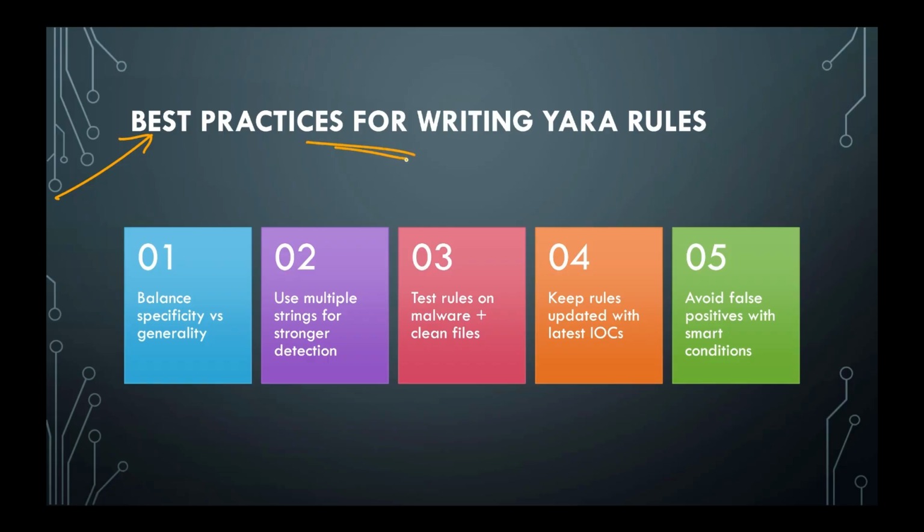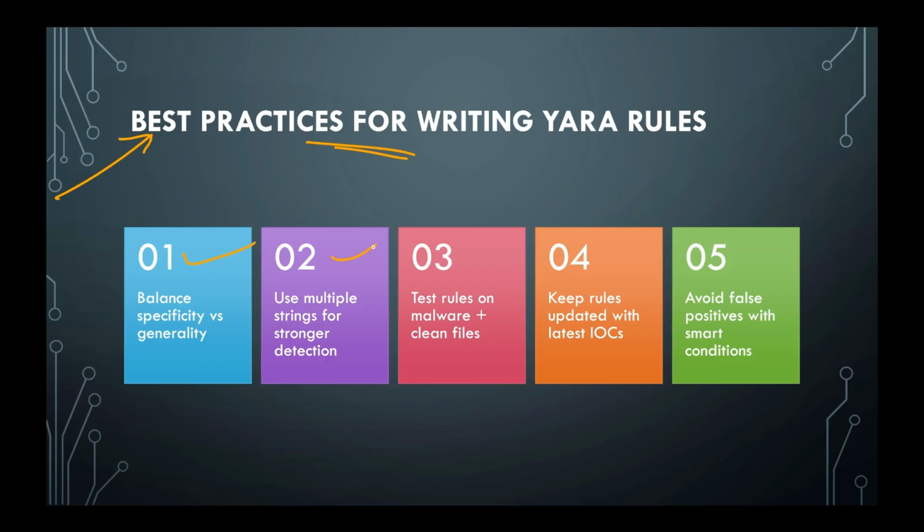So best practice for writing YARA rules. So when writing YARA rules, it is essential to follow a few best practice to maximize effectiveness. Number one, be specific but not too specific. So if your rule is too general, you will get a lot of false positive. If it is too specific, you may miss new variants of the malware. So it is all about balance.